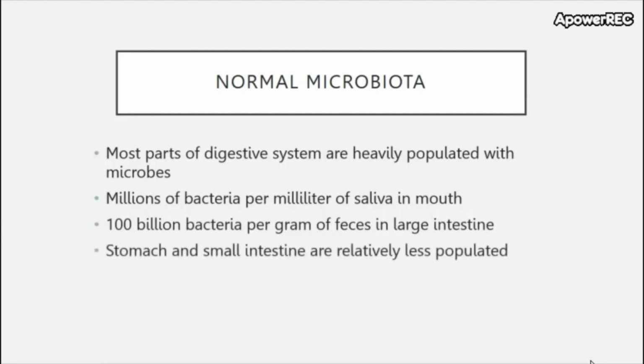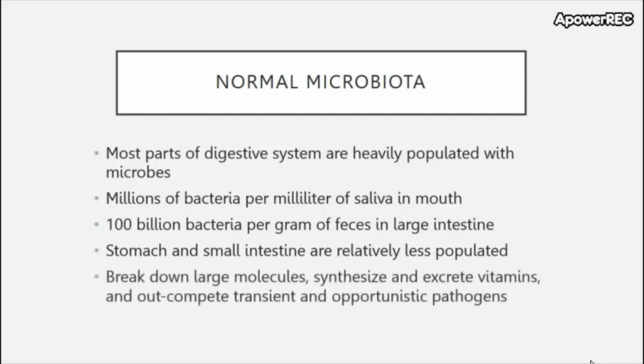However, the stomach and small intestine are relatively less populated. The stomach acid in humans is very acidic, and this, along with the movement of material through the small intestines, means that they have relatively few microbes. These microbes help to break down large molecules. They synthesize essential vitamins, and they outcompete transient and opportunistic pathogens, as well as have a function in regulating our mood and suppressing certain diseases.